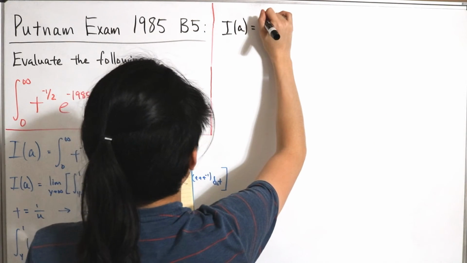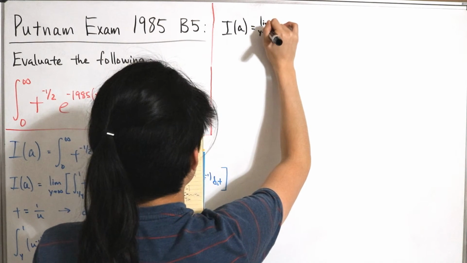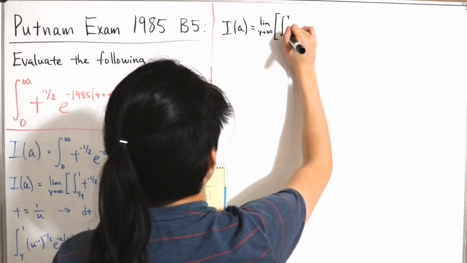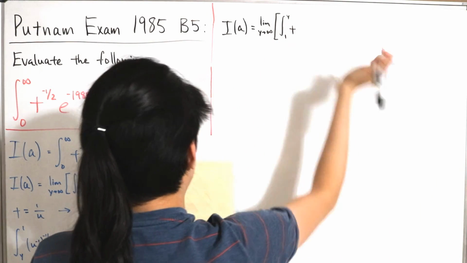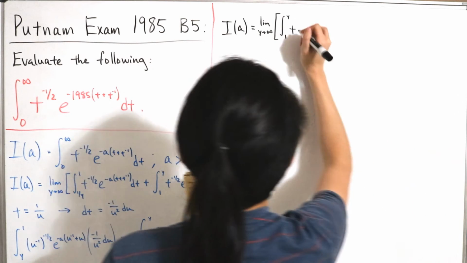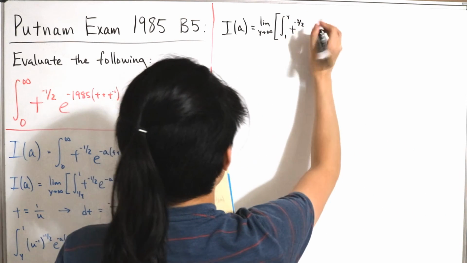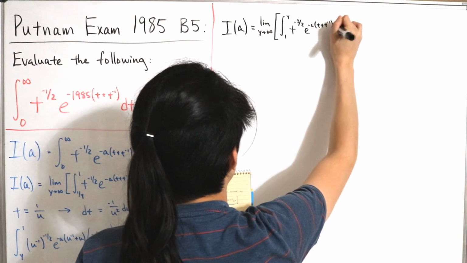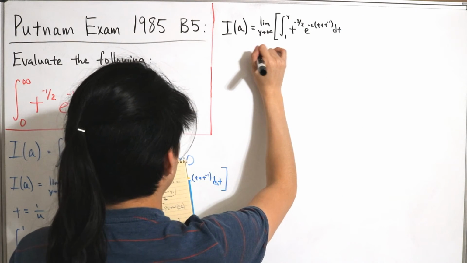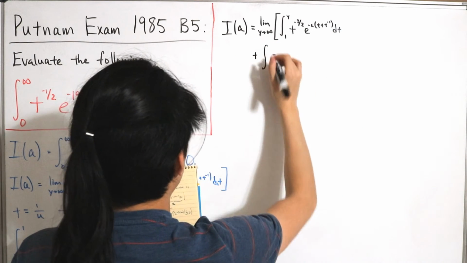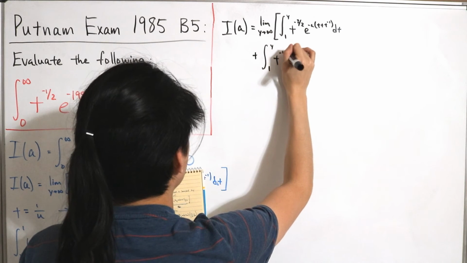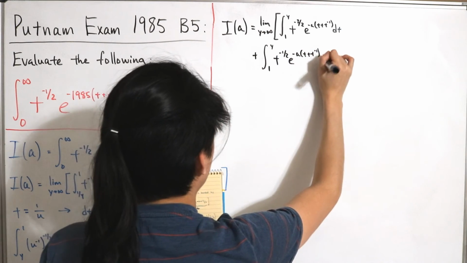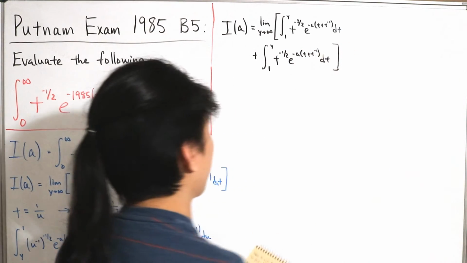So I of a is now going to equal the limit as y approaches infinity of the integral from 1 to y of, now I'm going back to the world of t again, this is just a dummy substitution, t to the -3/2, e to the negative a, t plus t inverse, dt. And I'm just going to move on to the next line. Add this with the integral over the same bounds again, of t to the -1/2, same thing, e to the negative a, t plus t inverse, dt. Then close off this bracket over here.